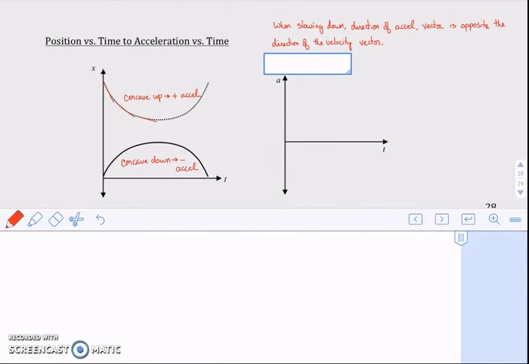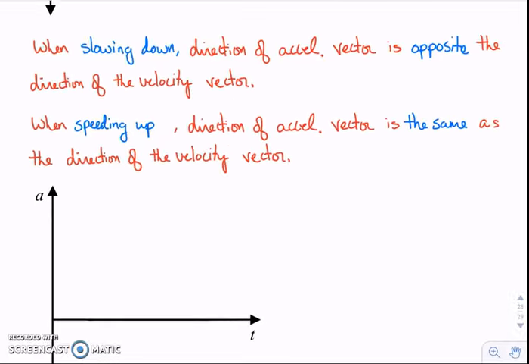The counterpart to that is when speeding up, the direction of the acceleration vector is the same as the direction of the velocity vector. So everything else, we'll just fill in the blanks here. I'm going to write it out, and then you can write it out. I'm not going to have you watch me write it out. Pause it here. All right, here's the rule.